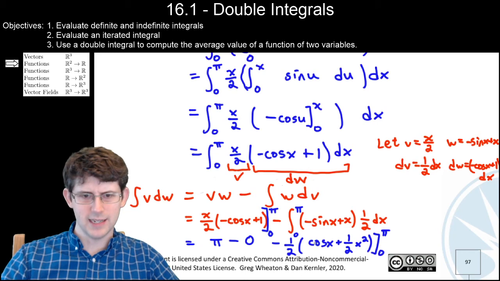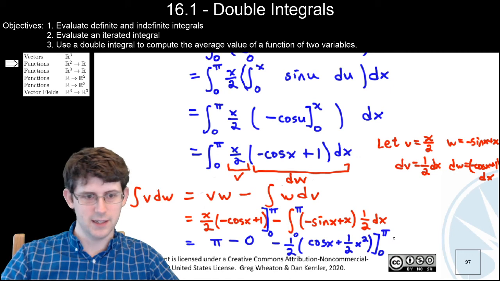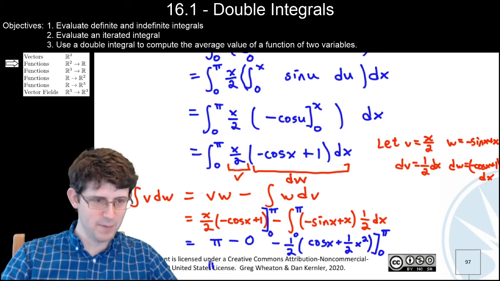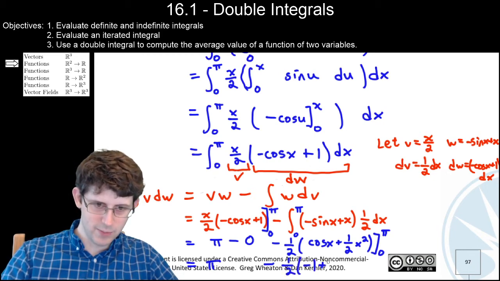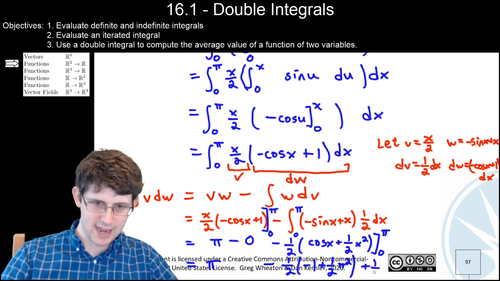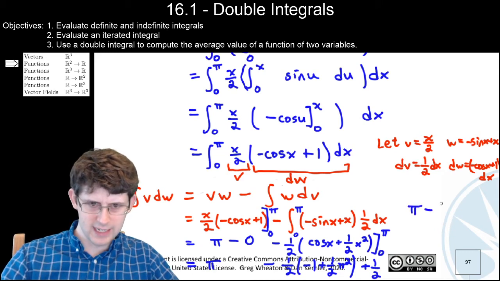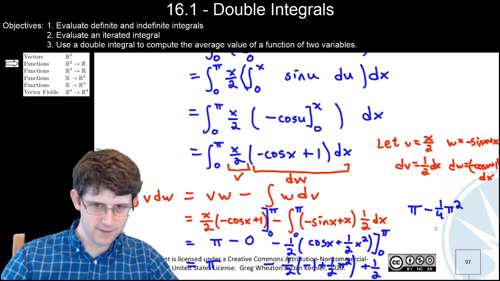This part, cosine pi is minus 1, cosine 0 is 1, so we're going to need to do a bunch of this. Okay, so I'm going to have pi minus 0 at the start. I'm not writing the minus 0 anymore. Minus, okay, plug in pi. Get minus 1 plus a half pi squared. Minus minus, so plus half, cosine 0 is 1. So in total, I'm going to have pi minus a fourth pi squared plus a half plus a half. That's plus 1.